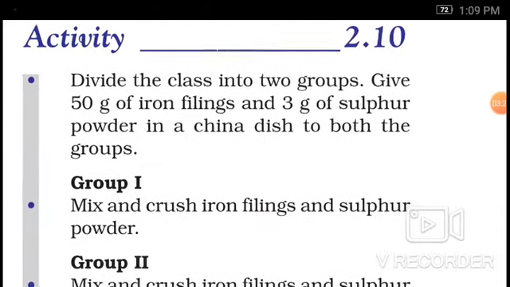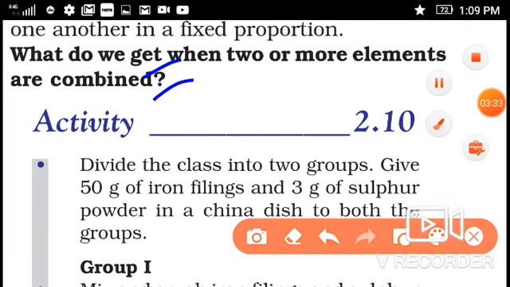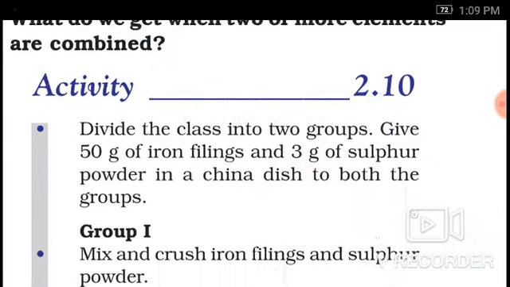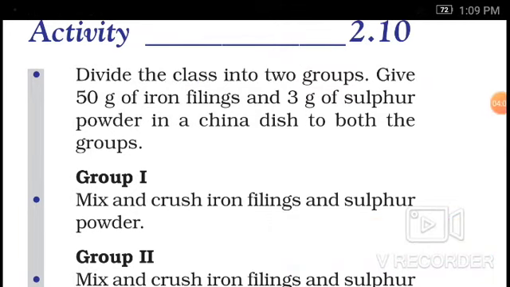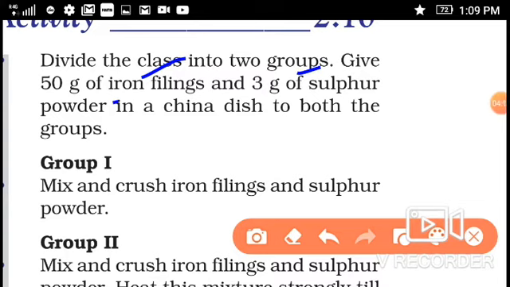Yes, activity 2.10. Here, what do we get when two or more elements are combined? To get the answer to this question, we have activity 2.10. Actually, when two or more than two elements combine, they form either a mixture or a compound. In this activity we are going to differentiate between mixtures and compounds. Activity 2.10: divide the class into two groups, give 50 grams of iron filings and 3 grams of sulfur powder in a china dish to both the groups. Both groups have 50 grams of iron and 3 grams of sulfur.